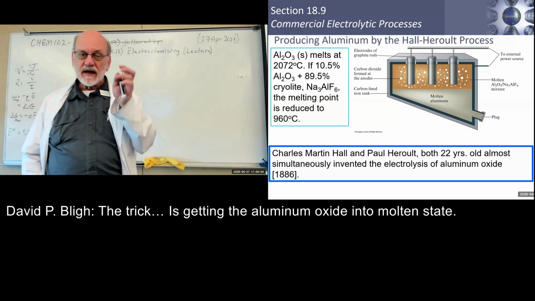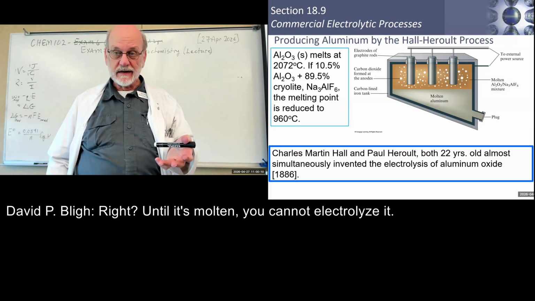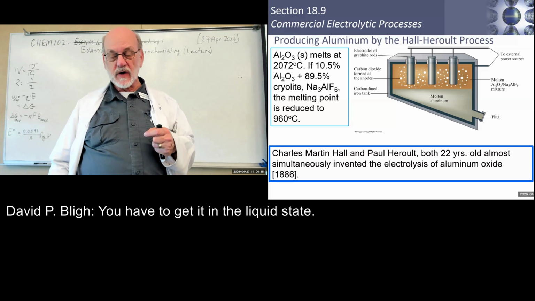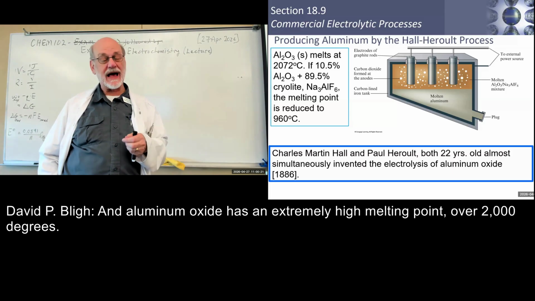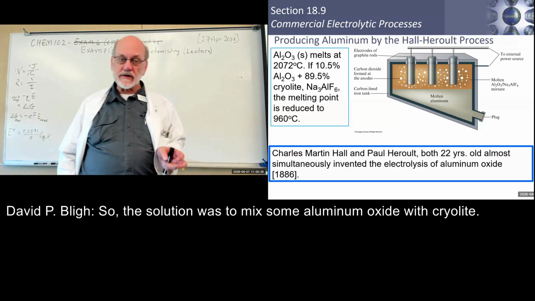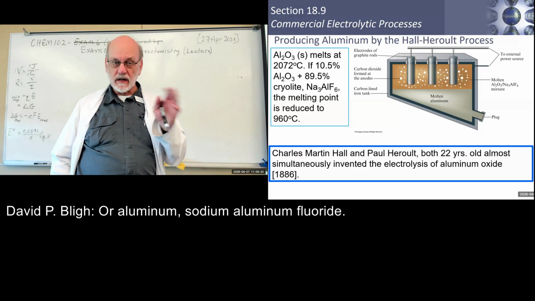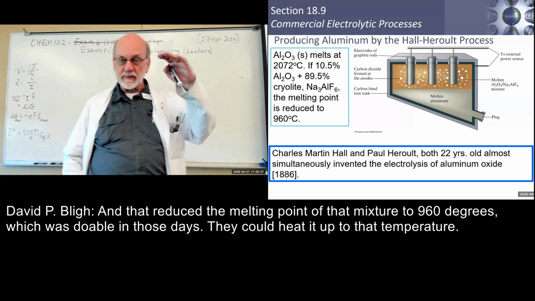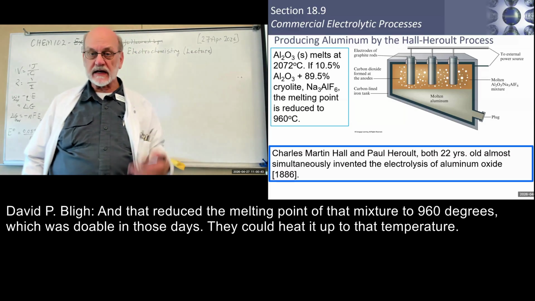The trick is getting the aluminum oxide into a molten state, right? Until it's molten, you cannot electrolyze it. You have to get it in the liquid state. And aluminum oxide has an extremely high melting point, over 2,000 degrees. So the solution was to mix some aluminum oxide with cryolite, or sodium aluminum fluoride. And that reduced the melting point of that mixture to 960 degrees, which was doable in those days. They could heat it up to that temperature.